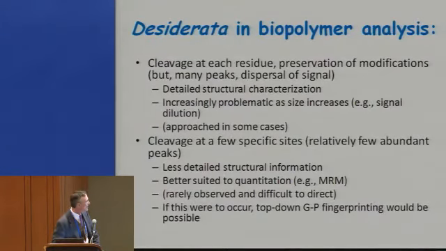And we do approach this in some cases. So we're on this side of things, I think we're doing pretty well. What we're curious about is whether we can come up with a way to, in a rational way, come up with cleavage at a few specific sites, where you have relatively few but quite abundant peaks, sort of like an enzyme works in tryptic digestion in solution. But we don't want to take it to completion. We just want to do single clips. We don't want to do every clip. So you'd get less detailed structural information.